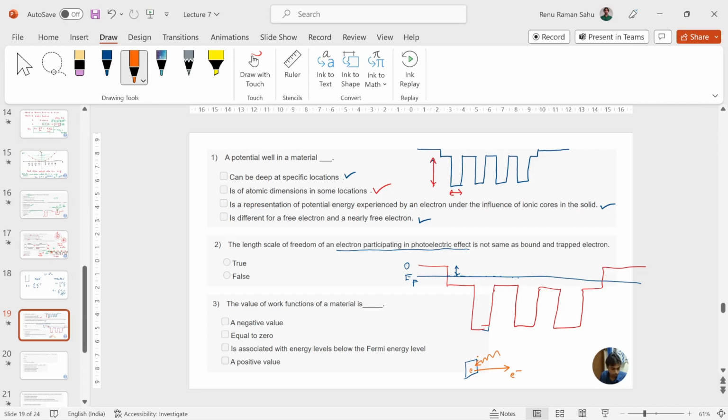So the energy required to remove this electron is what we are talking about, the work function here. The least energy that is required to remove those electrons. And that is this energy, this gap that we are showing.